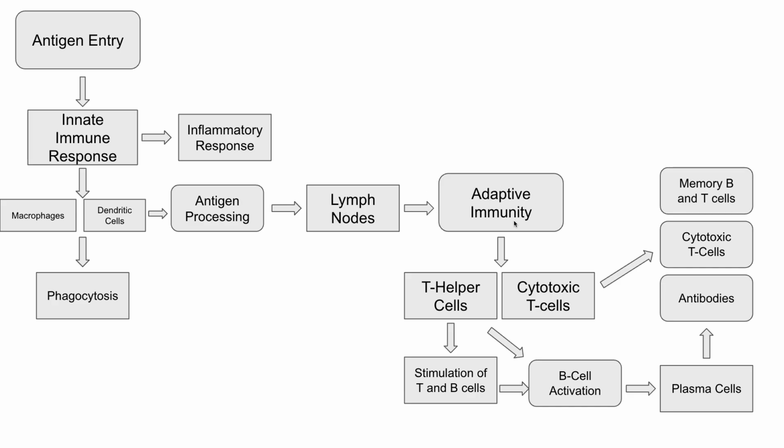All right, so as we get into this section here and our adaptive immunity, what we'll see is we have a couple things that happen right away. Our T helper cells become activated, so they're going to recognize that antigen on the MHC2, and the T helper cells will become activated, and they are going to release cytokines to stimulate those T and B cells.